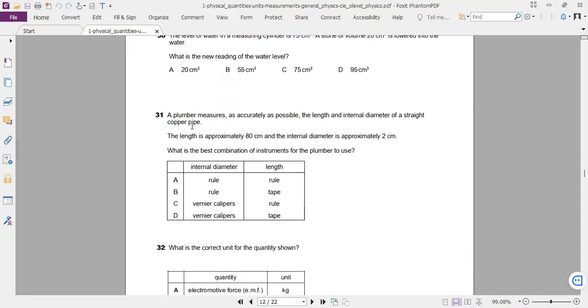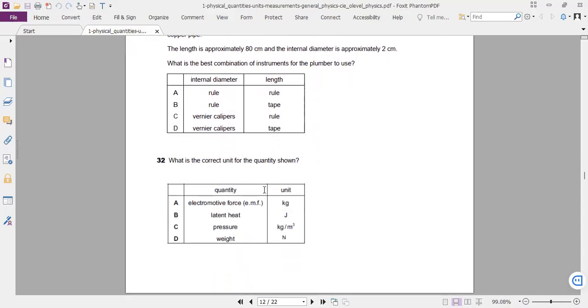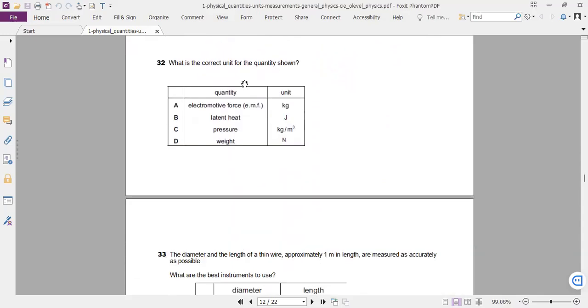Next question, a plumber measures as accurately as possible the length and internal diameter of a straight copper wire. The length and the diameter. We have done this question above. So these are the measurements given. So the instruments, you should be able to answer this question. What is the correct unit of the quantity? Just leave this question for now because we will do this later on.